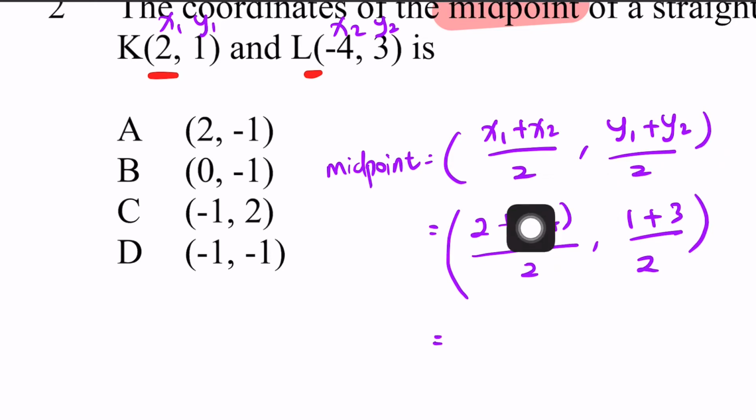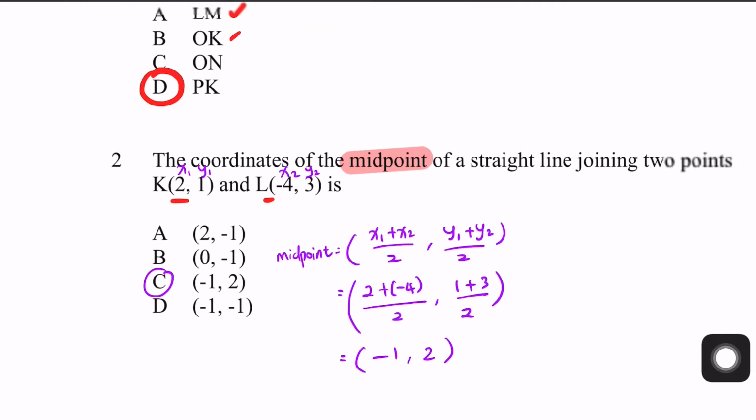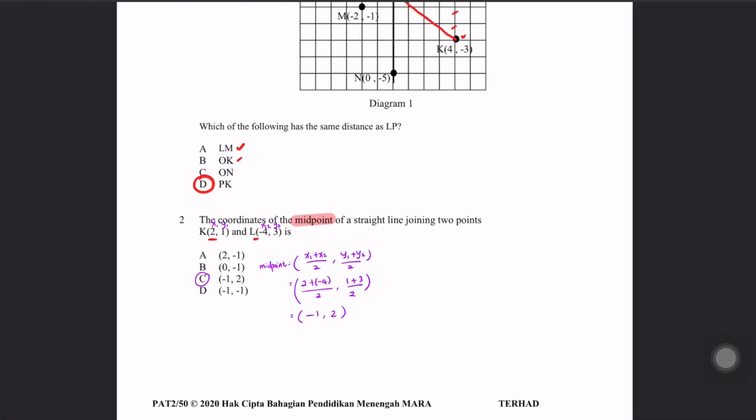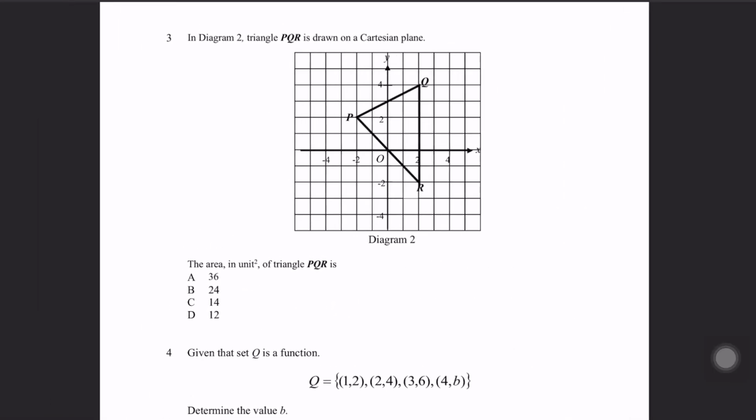So 2 minus 4 divided by 2 is negative 1. 3 plus 1 is 4, 4 divided by 2 is 2. So our answer is negative 1, 2. So C. Simple kan? Next, let's look at the third question.